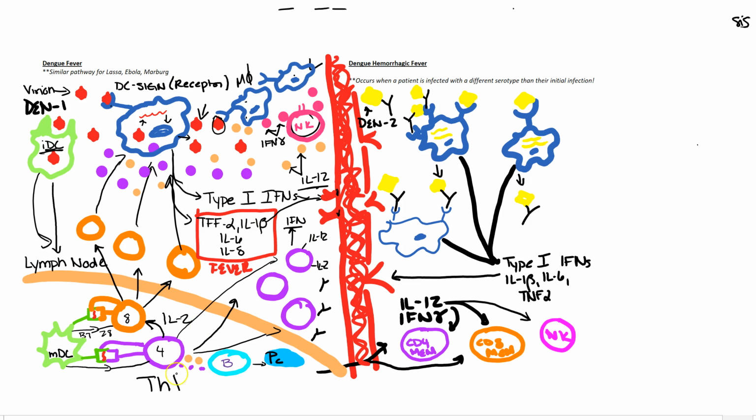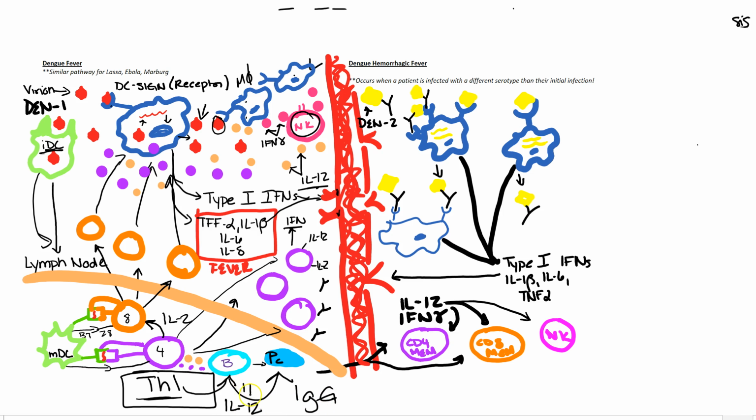But here's something we didn't talk about with Ebola that still probably would happen. In fact, it does happen. It's how we get convalescent serum. These Th1 cytokines, IL-12, interferon gamma, they basically promote B cells to become plasma cells. These plasma cells secrete IgG, okay?